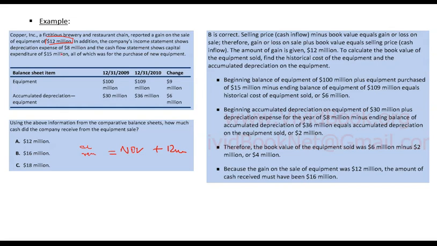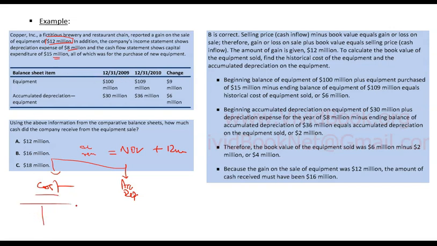The company's income statement shows depreciation expense of 8 million. For net book value, you need cost and you need accumulated depreciation. The cash flow statement shows capex of 15 million, all of which was for the purchase of new equipment. So how do we find cost?